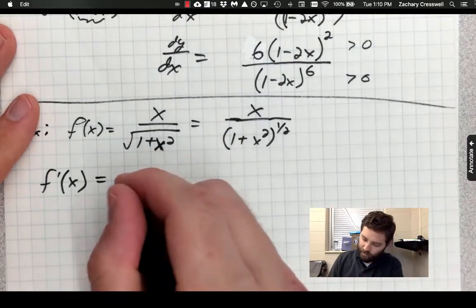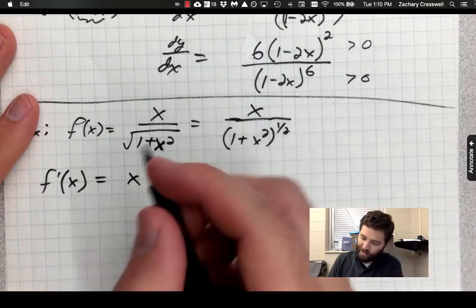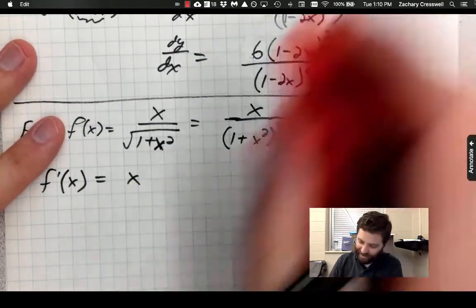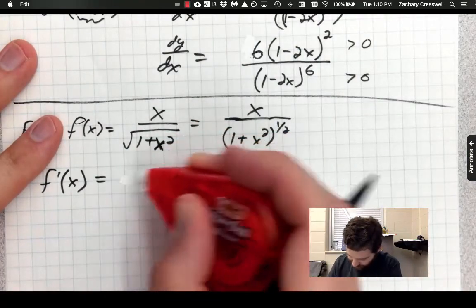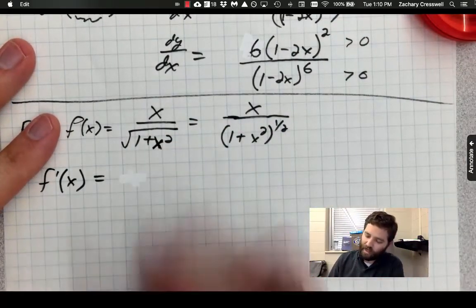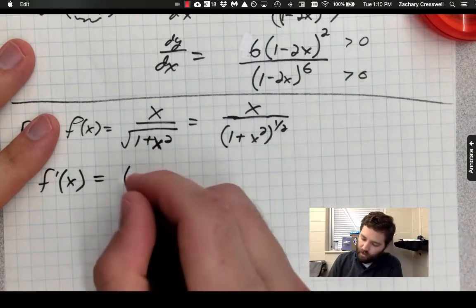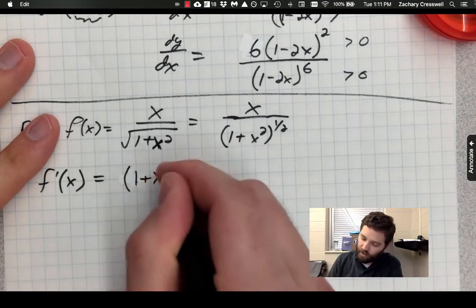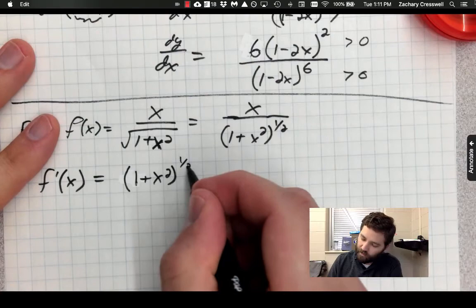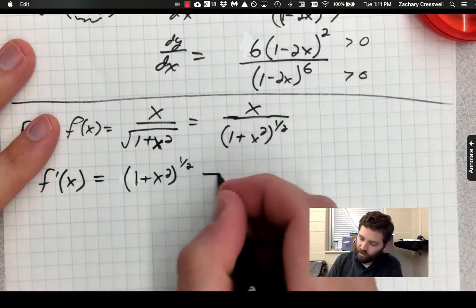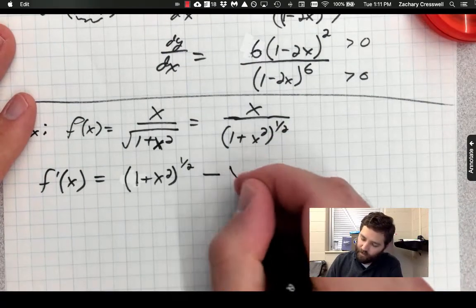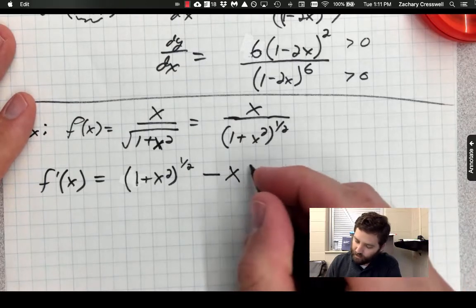I'm going to take the top. I'm going to take the bottom. Good job, Cresswell. Boy, you are killing it today. I'm going to take the bottom times the derivative of the top. So I'll go (1 plus x squared) to the 1/2 times the derivative of the top, that's just 1, so we're good there, minus the top times the derivative of the bottom.